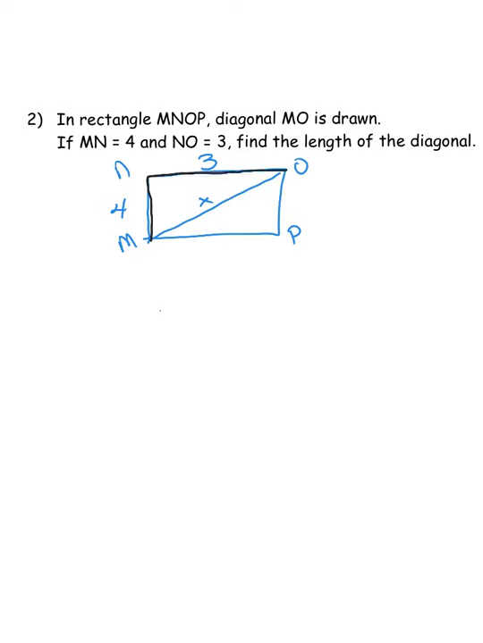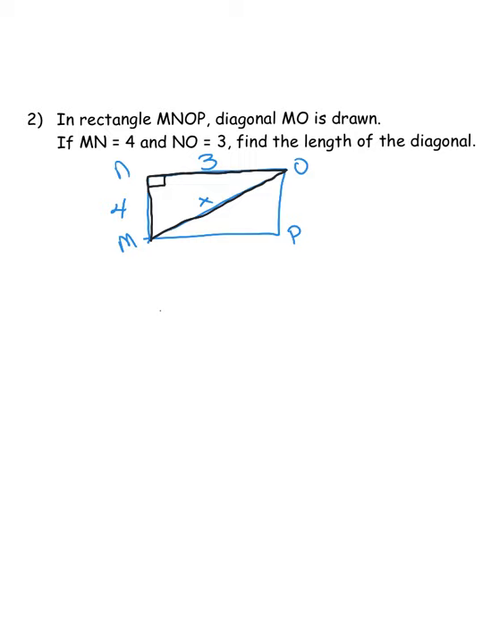For number 2, it says in rectangle MNOP, we're going to draw MNOP. It tells us that MN is 4, and NO is 3. It says find the length of the diagonal. So I'm going to draw my diagonal in. Now what I'm going to do is focus on what I'm looking for and what I have. If I focus on this right here, and I know I have a rectangle, this is a right angle.